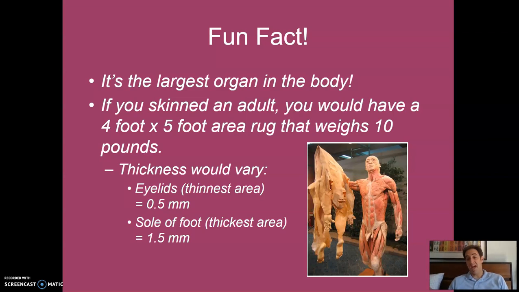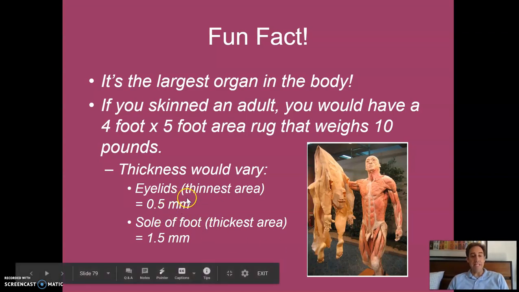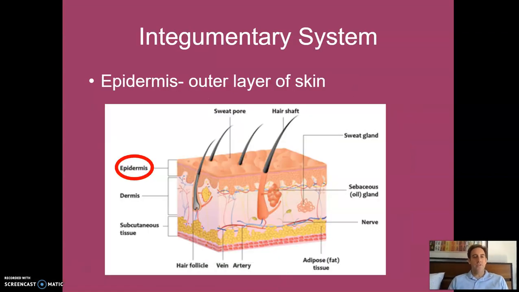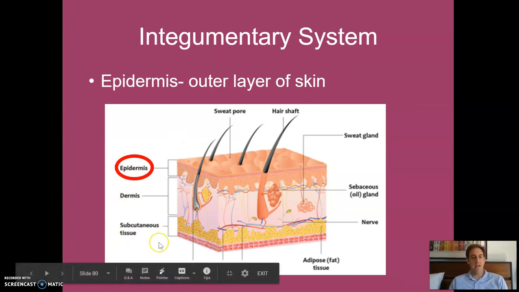So fun fact, the thickness would vary. Your eyelids are the thinnest area of your skin at 0.5 millimeter, and the sole of your foot is the thickest at 1.5 millimeters. So maybe just go to Target and buy an area rug. It's probably easier. So here are the different layers of skin. 3 layers: epidermis, dermis, and then what's called the hypodermis down below.